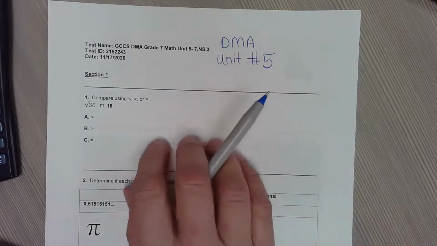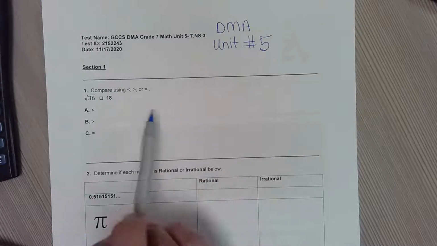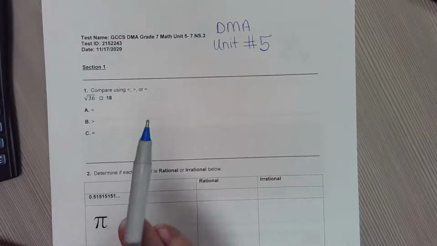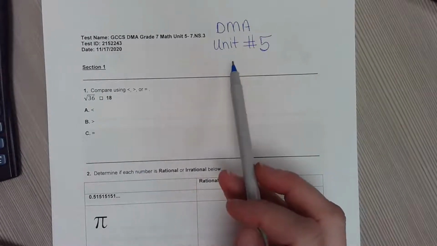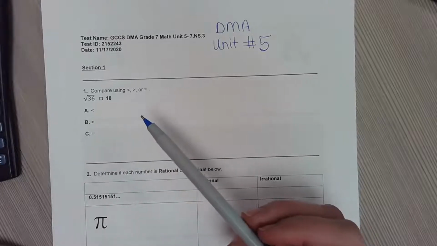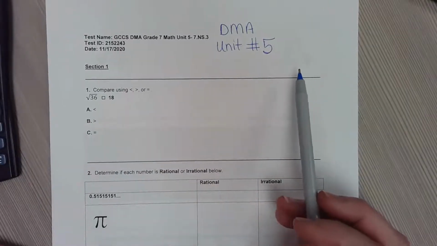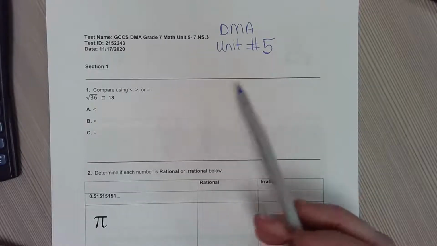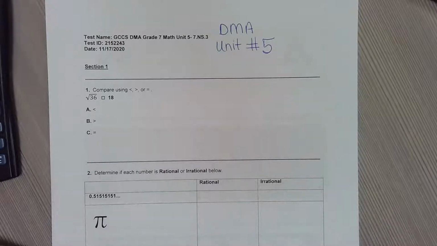Now, I am going to look at the actual questions on the DMA for unit number 5, and I'm going to discuss each question, but I'm not going to actually tell you what the answer is. You're going to need to go on to Performance Matters and answer the question for yourself. So you may want to pause this video and have Performance Matters open in a separate tab so you can go back and forth between the tabs of this video and of Performance Matters.